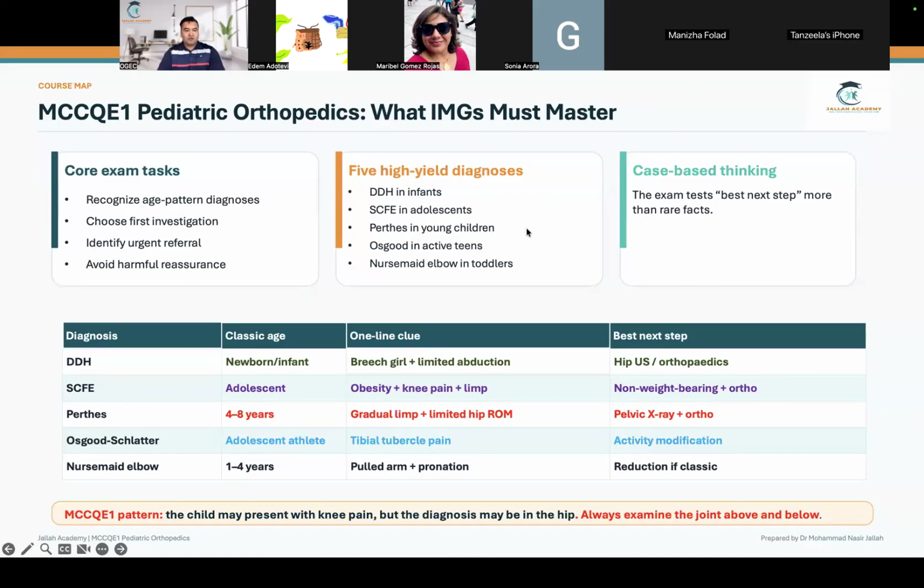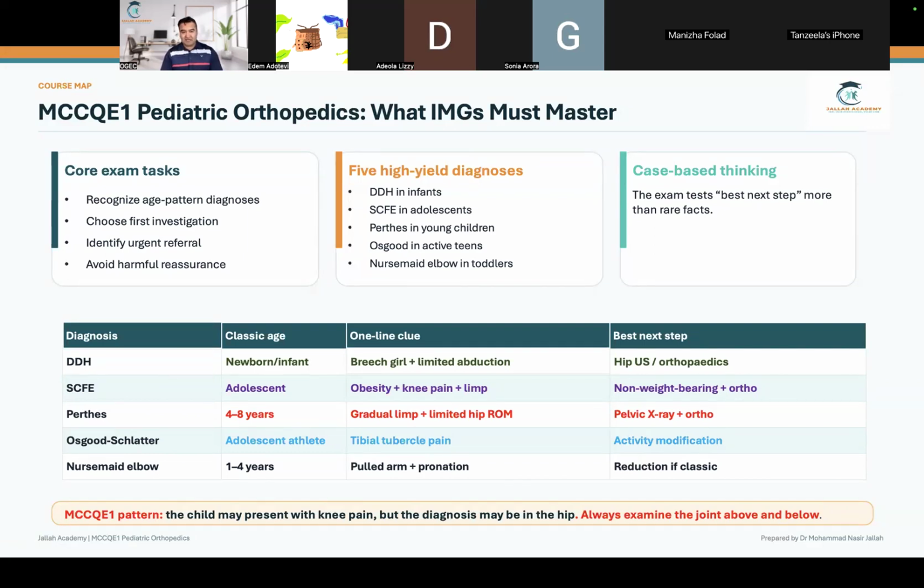So the core exam task is to recognize age pattern diagnose. So please pay attention. When they're creating a scenario, one of the most important things that they use at the beginning of each scenario is the age. So it means pay attention to the age, because by that you can tell this might be this specific condition, but not that specific condition. So it helps you to differentiate or distinguish between two or even three different conditions that they might present with a similar sign and symptom.